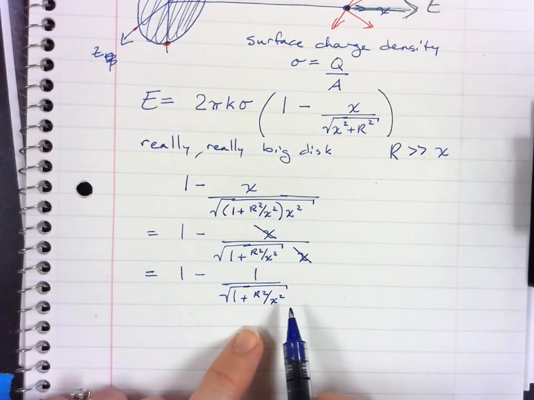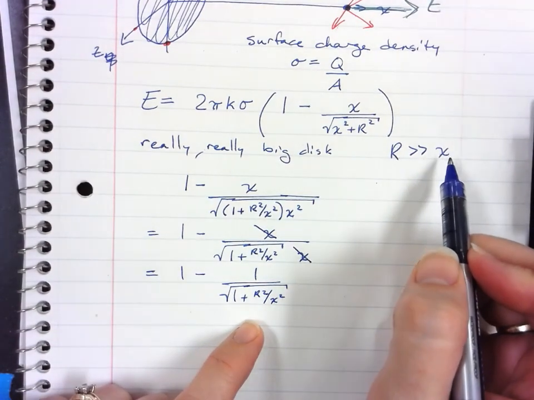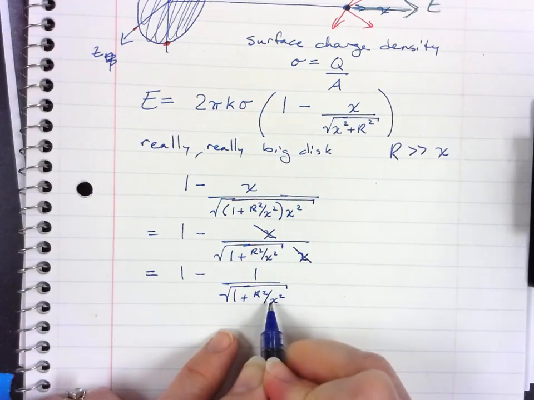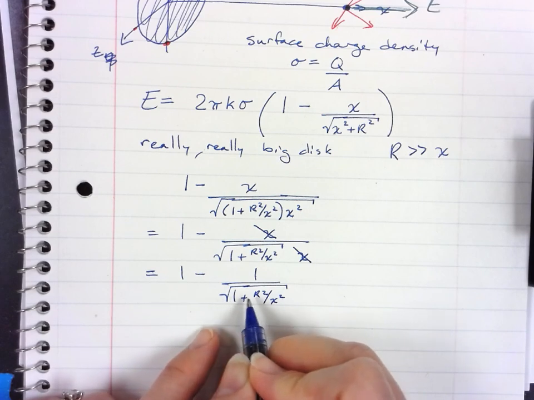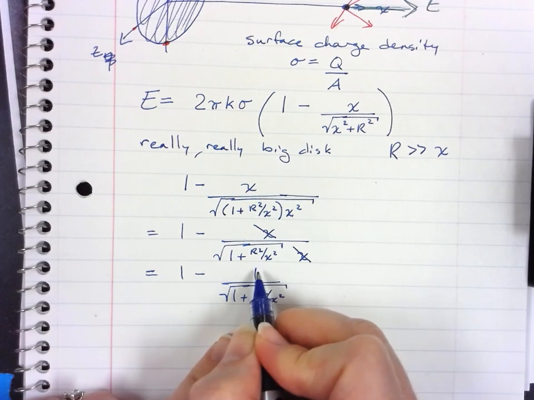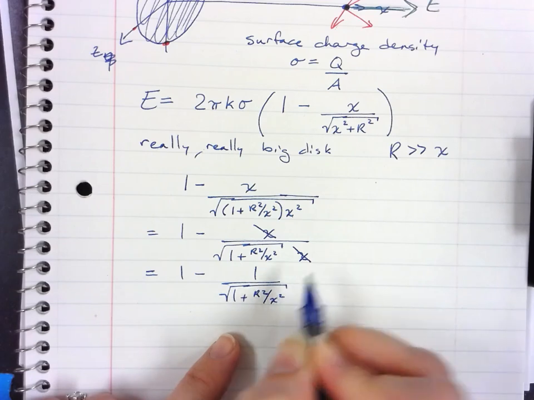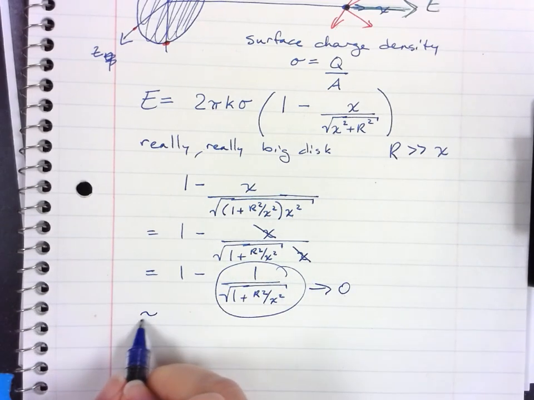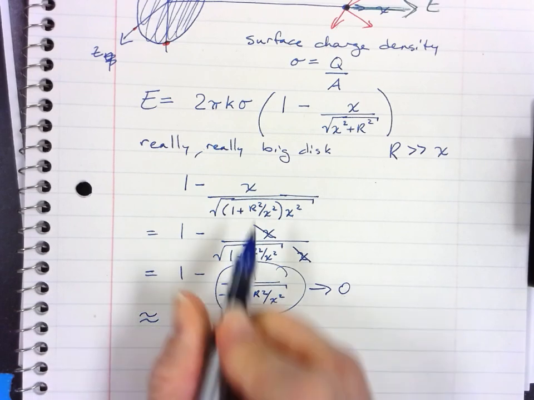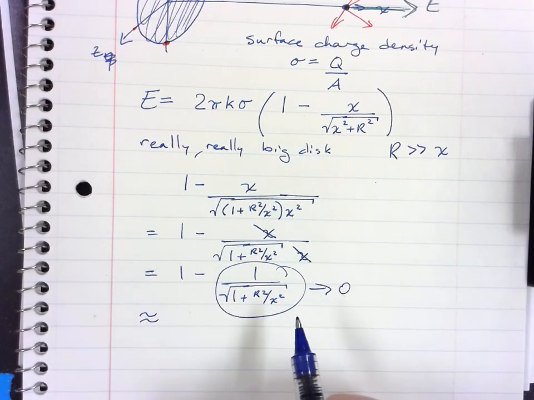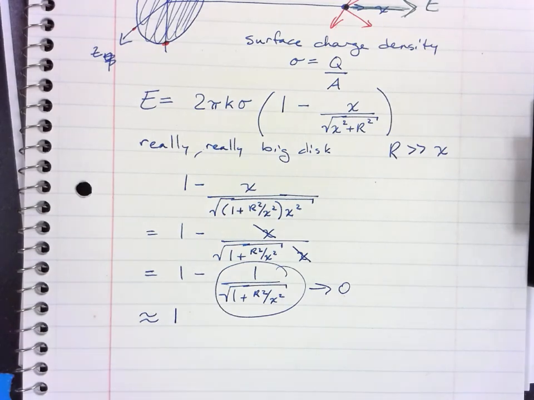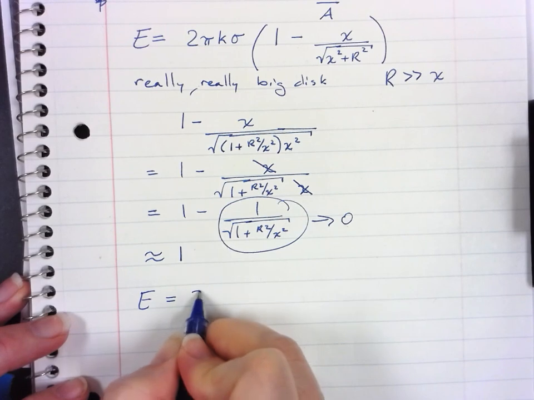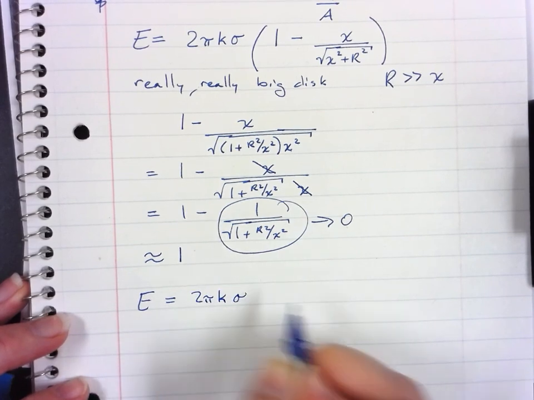Well, now I'm going to apply my condition. R is much, much bigger than x. If r is much, much bigger, this number becomes huge. When you take the square root of a huge number, it's still a big number. But when you do 1 divided by a big number, this whole term goes to 0. So for a really, really big disk, this whole term inside the parentheses of our electric field is 1. So we get the electric field is 2 pi k sigma.